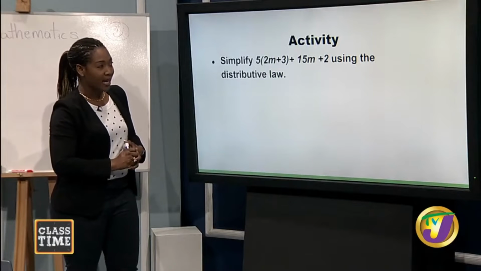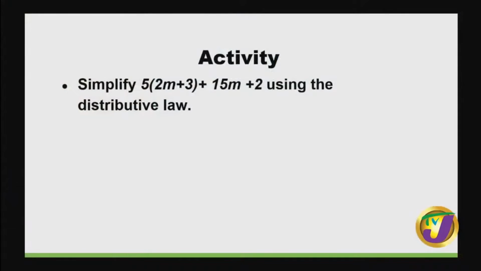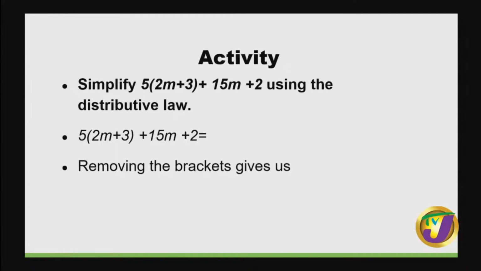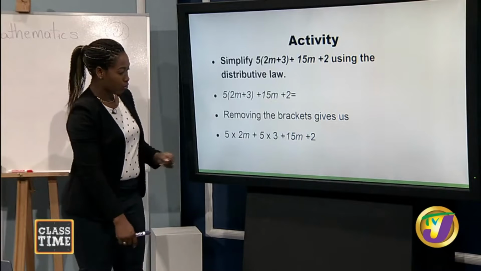So we're going to simplify, remember the term simplify, to reduce to its simplest form. We're going to use the distributive law where the 5 is concerned and distribute the 5, multiply the 5 by both the 2m and the 3, and simplify. All right, let's go through. So we have 5 multiplied by 2m will give us 10m, and 5 multiplied by 3, as you can see here, gives 15, plus 2 there.